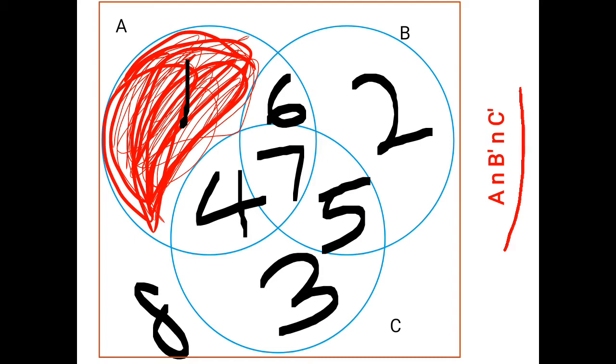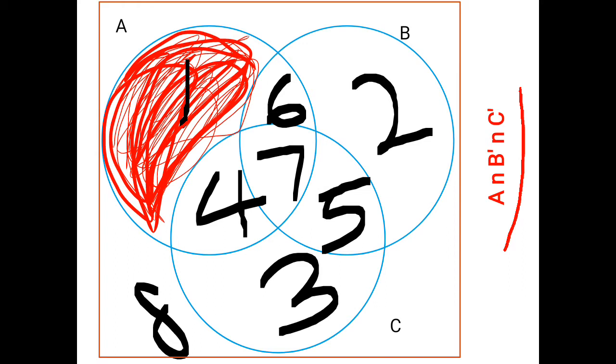And we know that region 1 is not found in circle B. That is why it is B complement. It is also not found in circle C. That is why it is C complement. It is only found in circle A. So that is A only, which is mathematically written as A intersection B complement intersection C complement.